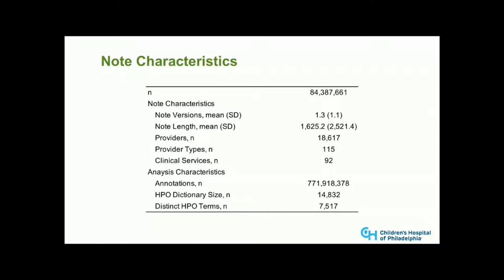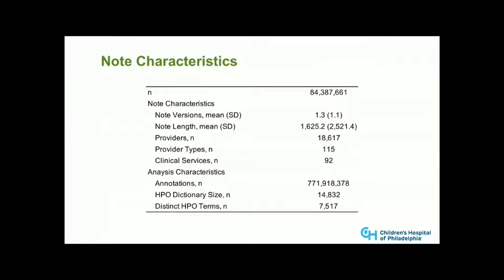The note population of the corpus itself was represented by over 18,000 individual providers, 115 provider types like attending physician, nurse practitioner, physical therapist, things like that, and representing over 92 clinical services such as pulmonary or allergy.